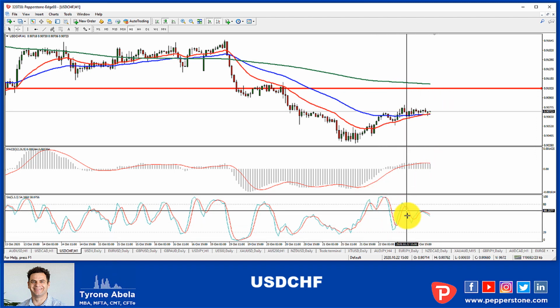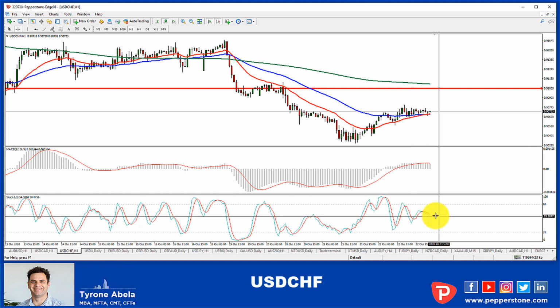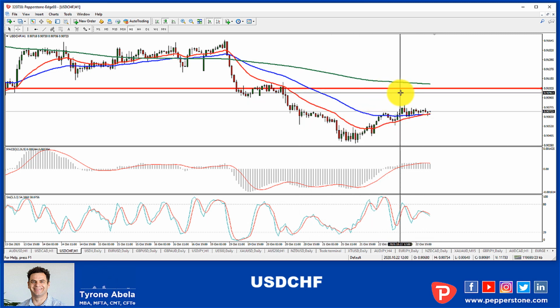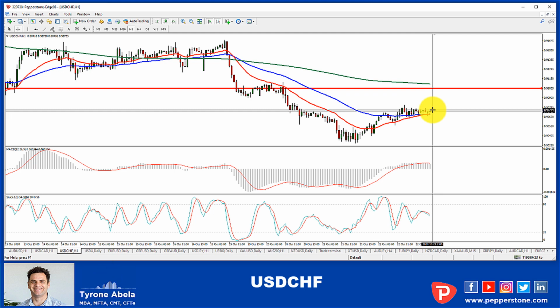Stochastics is pretty much exactly where you'd want it to be. We're in a sideways market, so there's no worries about that. If it turns up and goes into the overbought, that would certainly facilitate a move into this level here. So, not a lot of pips, but if you're scalping, this is perfectly fine.